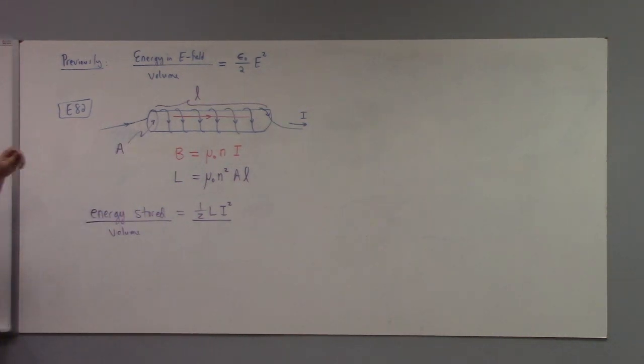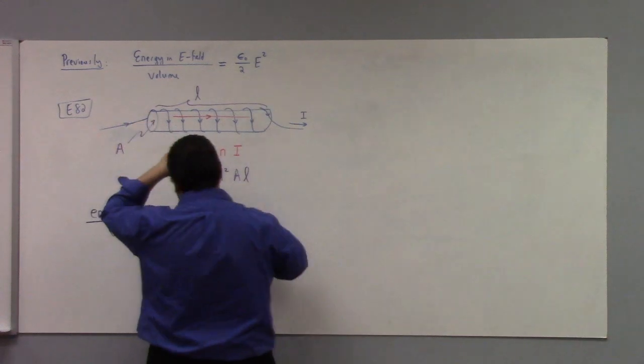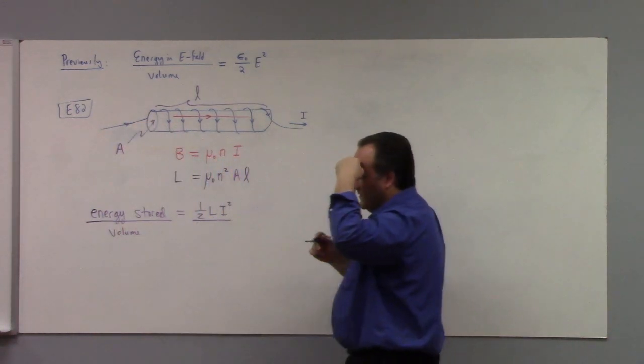What is the volume of the solenoid? Where the magnetic field is that we're trying to quantify, assuming it's a very long solenoid, right? This is all approximate.